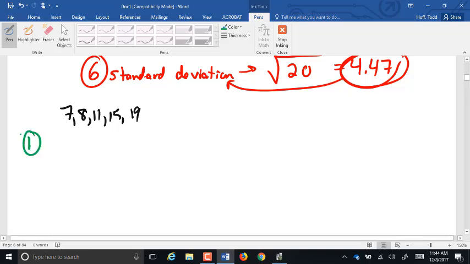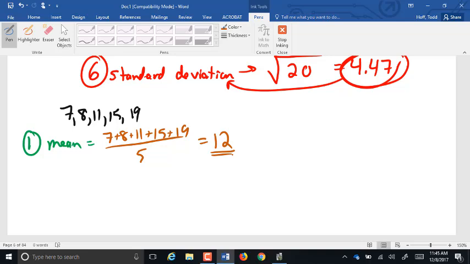The step 1 is what? Find the mean. One comes before 2, yes. What's our mean come out to be? 7 plus 8 plus 11 plus 15 plus 19 should be 60, divided by 5. I'm going to have you guys double check me. Make sure that's right. 12 works for me. Yes, it is. It's 12 again. What would step 2 be?